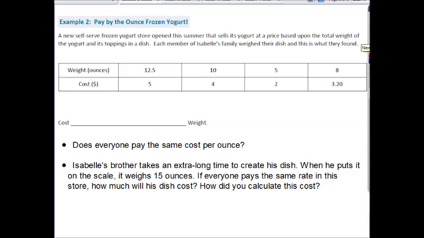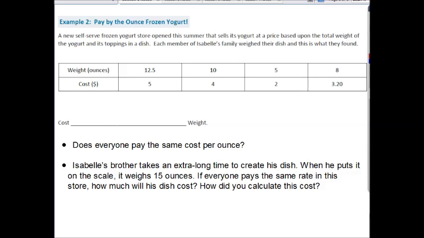Let's take a look at example 2. A new self-serve frozen yogurt store opened this summer that sells its yogurt at a price based on the total weight of the yogurt and its toppings in a dish. Each member of Isabel's family weighed their dishes, and this is what they found. So we have a table of their results. We have their weights and then the cost of their ice cream dish, or their frozen yogurt dish rather.